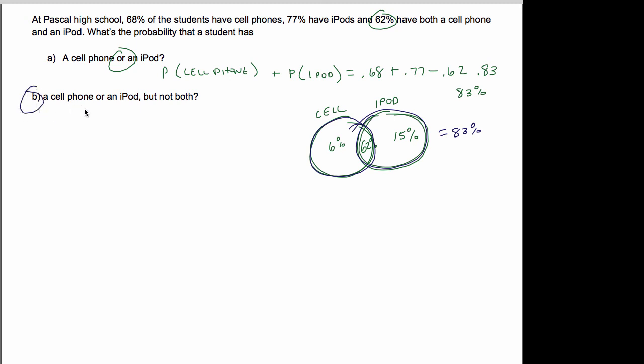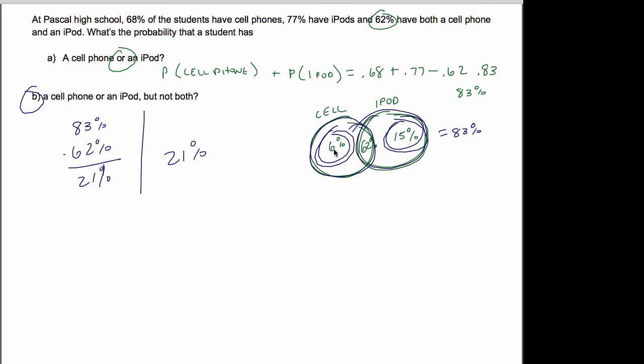Which leads us into part B. Have a cell phone or an iPod, but not both. So when we look at cell phone or iPod, but not both, we're looking at cell phone and iPod, but not both. Okay, so one way to think of it would be to say if I've got 83% of the population that has, from up here, a cell phone or an iPod, I could subtract 62% because they have both, and I get 21%. Or I could say, well, here they are right here. If I drew a Venn diagram, I'd have 21% as well that didn't have that shared 62% in the middle.